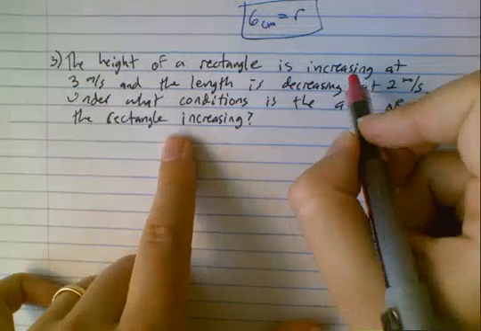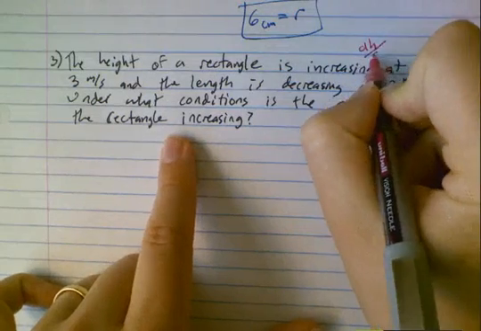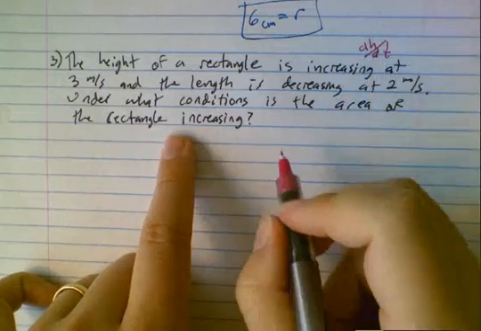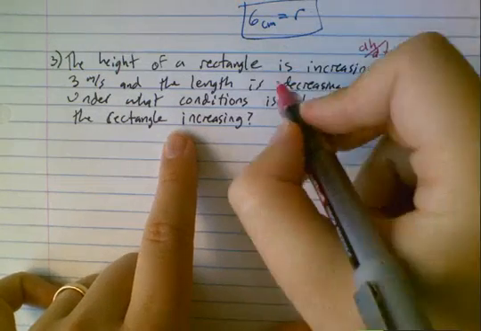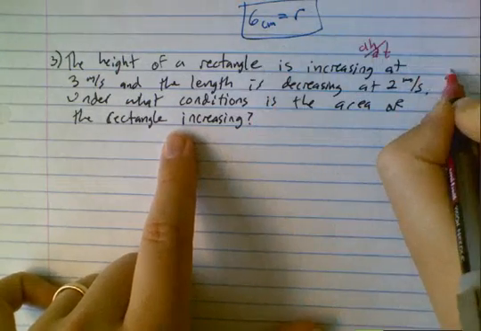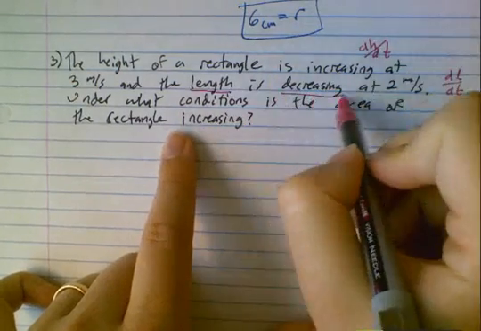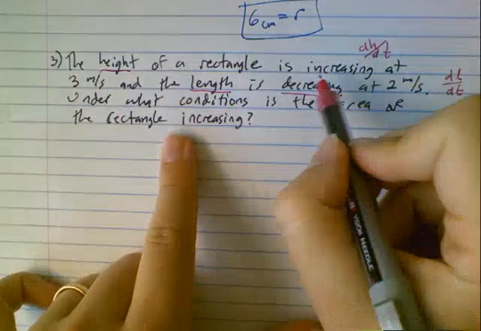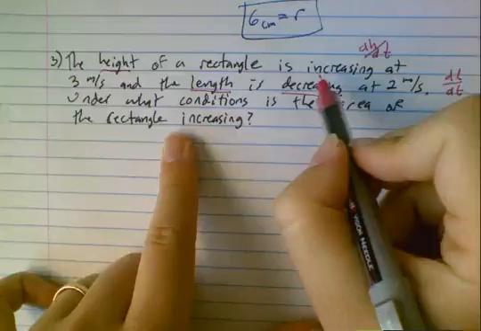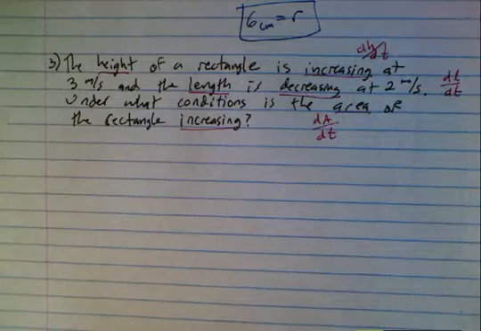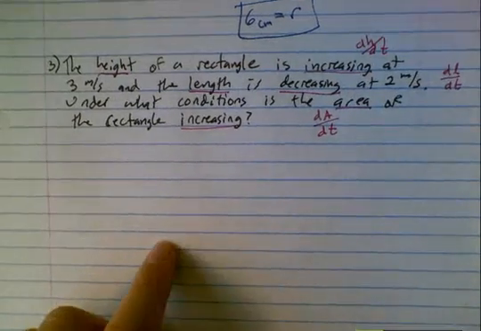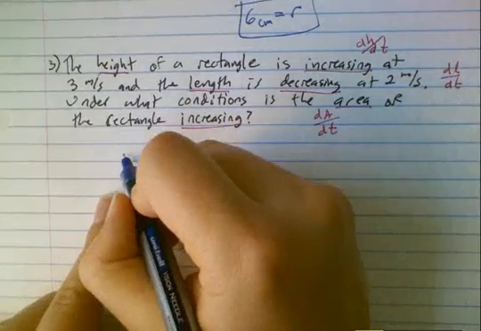Height is increasing, so we're talking about dh/dt. Length is decreasing, that means we're talking about dl/dt. We're talking about area increasing, so we're talking about dA/dt. So we want something relating h, l, and A, and that's easy enough to do.